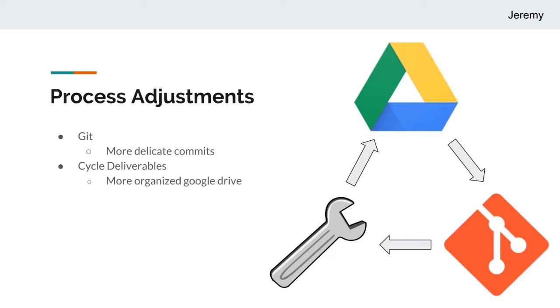We made some process adjustments this cycle with regards to Git and Google Drive. During the cycle, we accidentally deleted code after hours of work because we were too lenient when committing to the master branch. So we now will be more careful by using development branches to control the merging of different features.